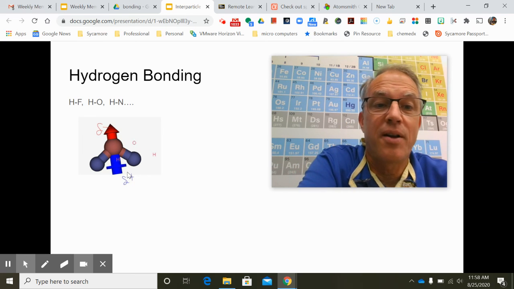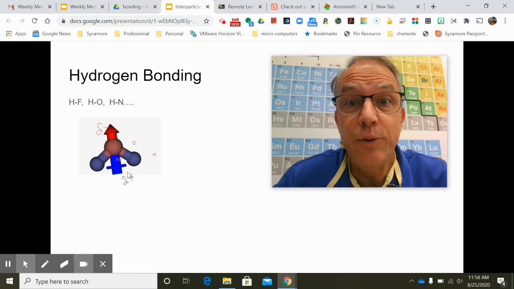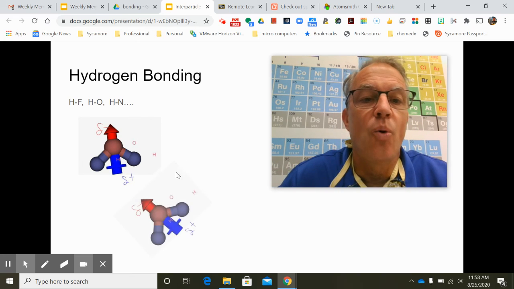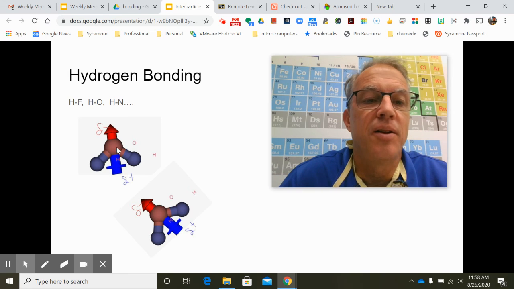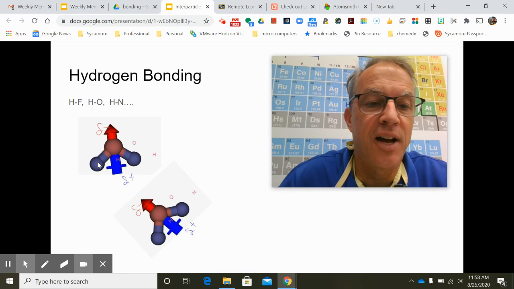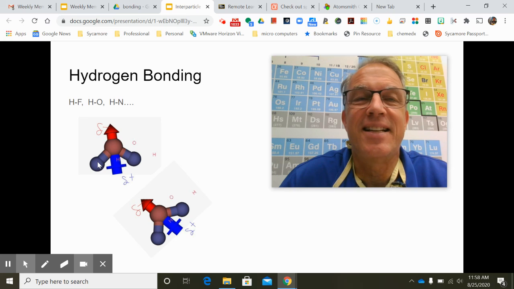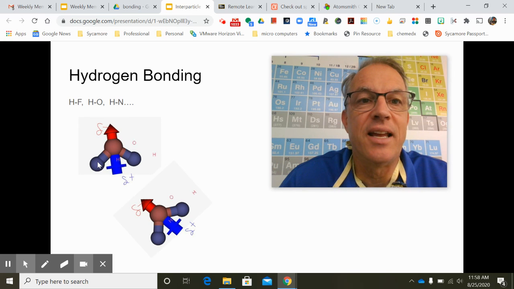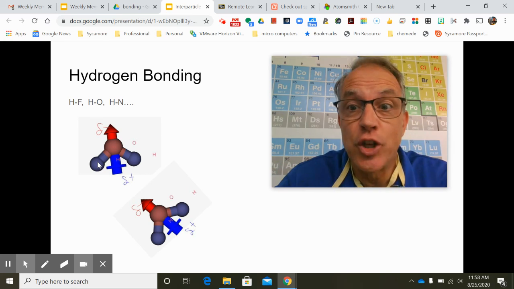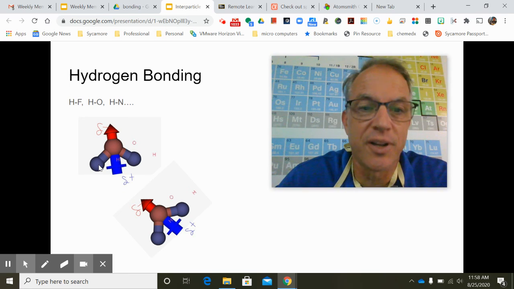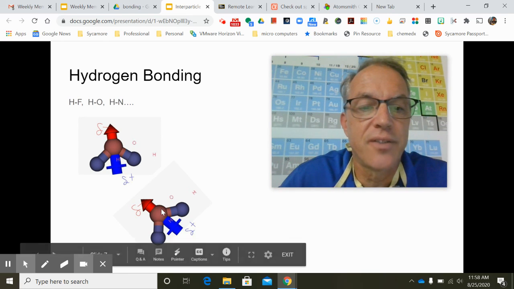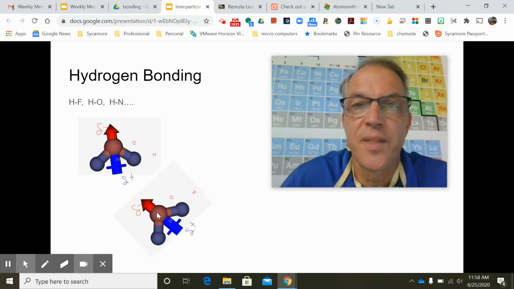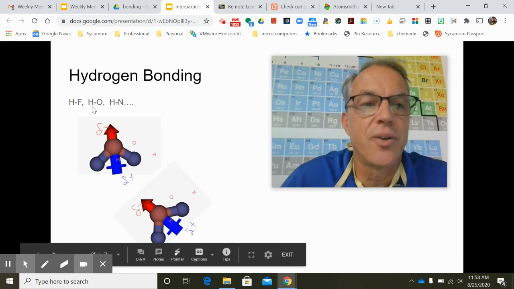So when we talk about hydrogen bonding, it's really important to understand that we're not talking about the bond between the oxygen and the hydrogen here. It's between the molecules, intermolecular. Hydrogen bonding is between this hydrogen here and the attractive force to this O right there. You just look for HO, HF, or HN.